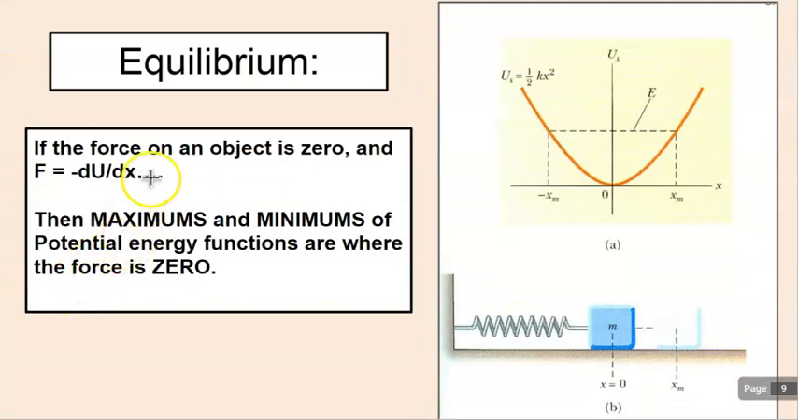Okay, so now we're going to tie this back to what we said in the first video. If the force on an object is 0, because it's in equilibrium, and if force is negative dU/dx, first of all, we don't care about the minus sign because negative 0 is still 0, so we can be a little bit sloppy about the minus sign, but don't be. Then maximums and minimums of potential energy functions are where the force is 0. Because if F is minus dU/dx, and we want to find out when that is 0, how do you find a max or a min? You take the derivative of a function and you set it equal to 0.